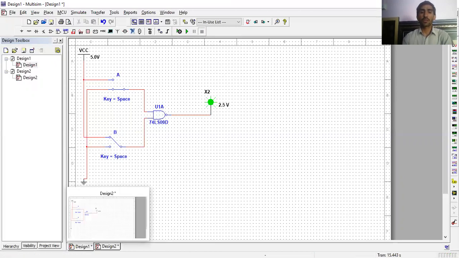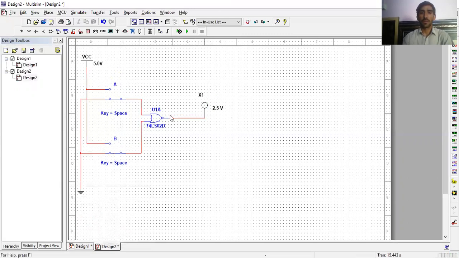I'm also going to show you the Simulink of the NOR gate. This one is the NOR gate and these are the two switches, one VCC, one ground and one indicator. Both connected with 0, then output will be 1. If A is connected with 1 and B is connected with 0, then output will be 0. If A is connected with 0 and B is connected with 1, then output will be 0. If A is connected with 1 and B is connected with 1, then output will be 1.